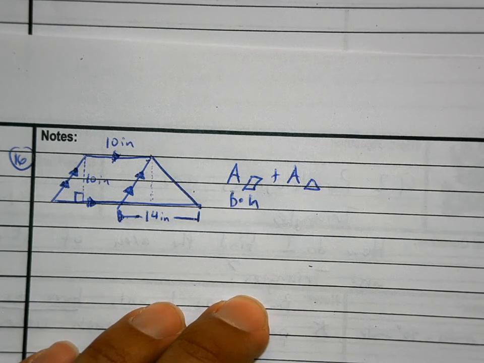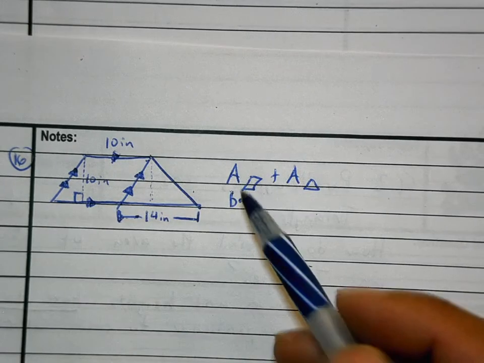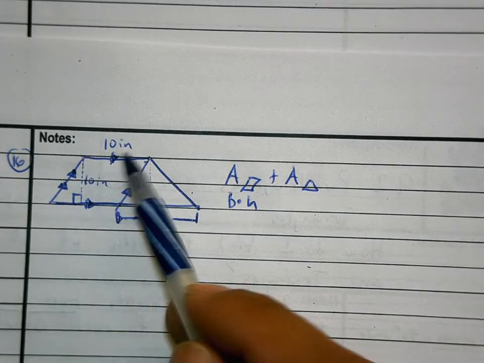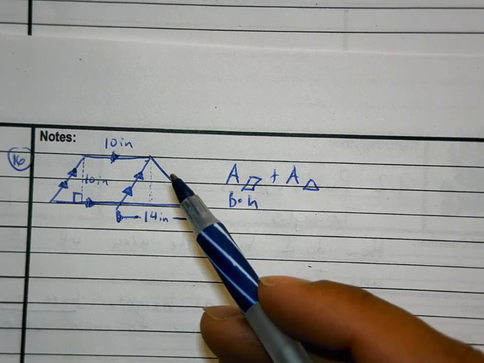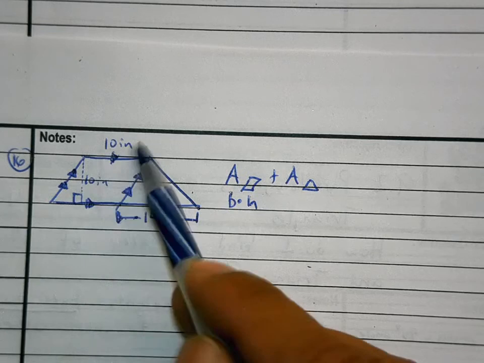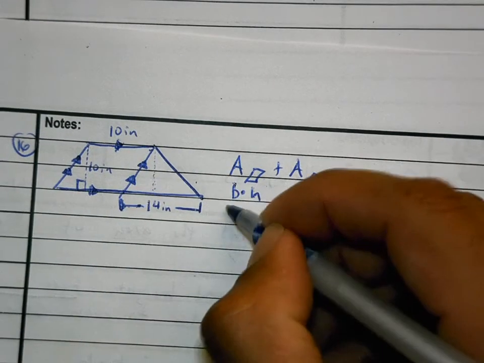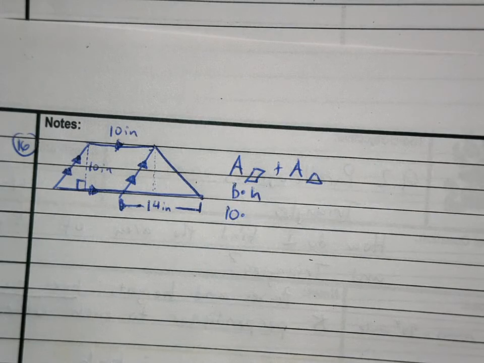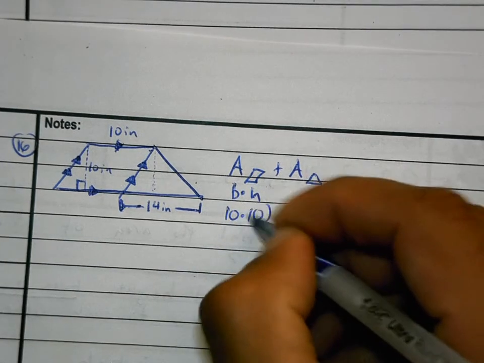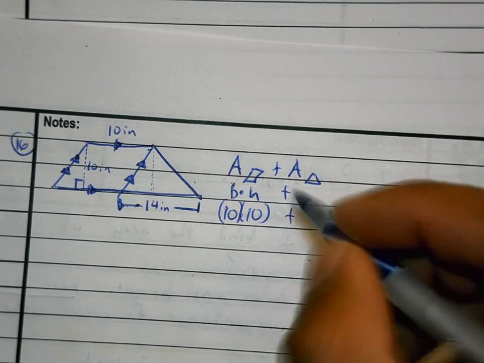10. Just because I say the word base, don't assume it means the bottom. It just means whichever side is perpendicular to its height. This side is perpendicular to this. So this was going to be the base this time. Think that you could rotate it. It's 10. The height is 10. And we're going to add the area of the triangle.